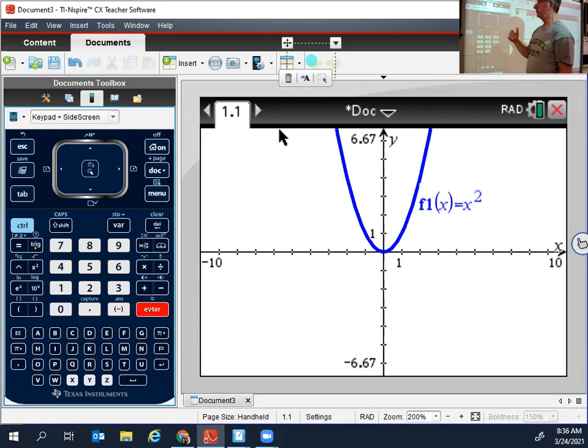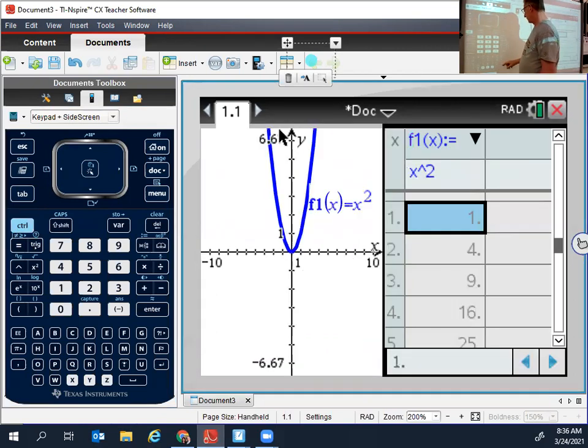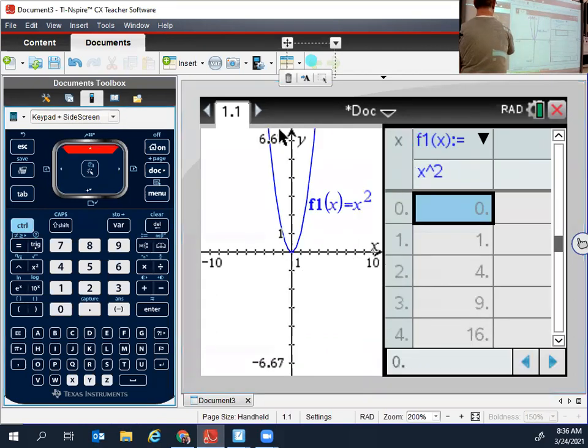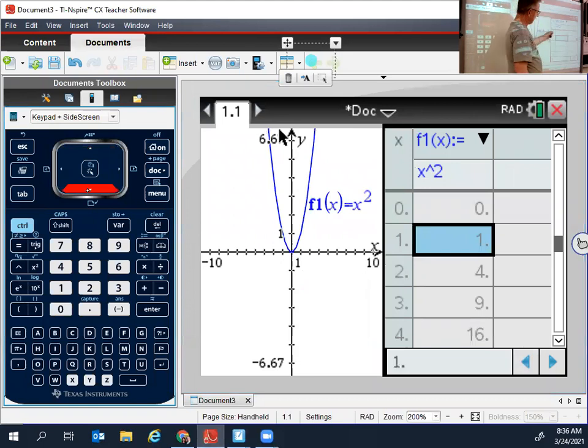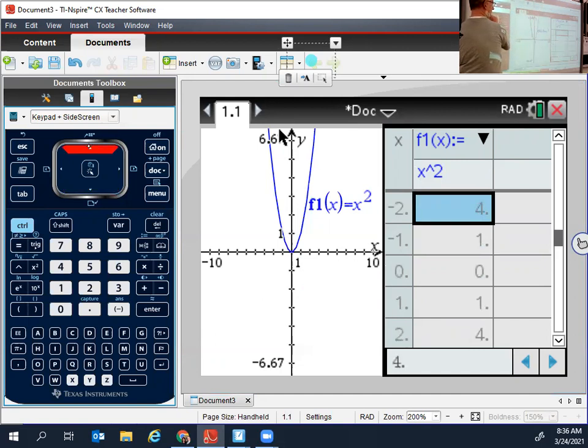Smiley face, yay me. But I need to get some points on that, so I do Control T, and I was going to arrow up 1. All right, so I can see that I have 0, 0, 1, 1, 2, 4, 3, 9, and that's as far as I have to go, because my limit to my domain is at 3. And then I can arrow up the other way and get my negatives, and you can see that it's -1, +1, -2, +4, -3, +9. That's because when you square a number, it's positive.